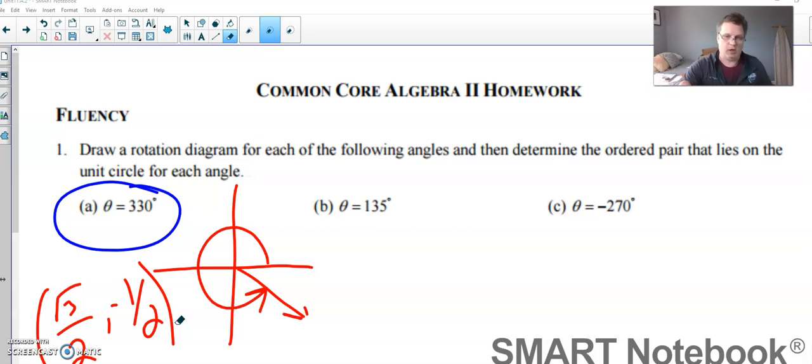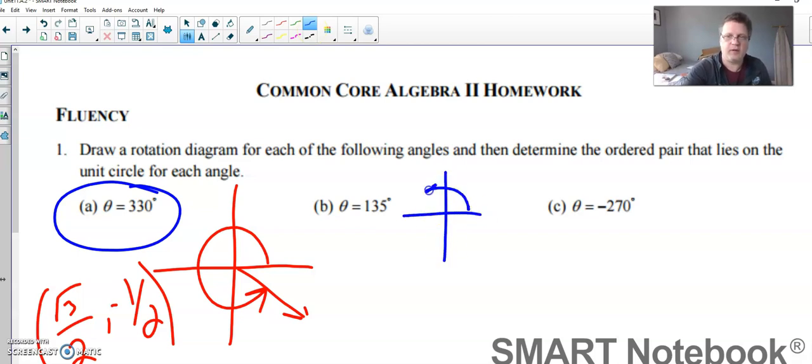Okay, so it says to draw a rotation diagram, and I'm going to show you the exact answers that I need too. Excuse me for the hand and stuff. Okay, so the rotation. Let's do how about blue today? Okay, 135. Okay, there it is, 135. And then you just look at your unit circle, and it's negative root 2 over 2, root 2 over 2.